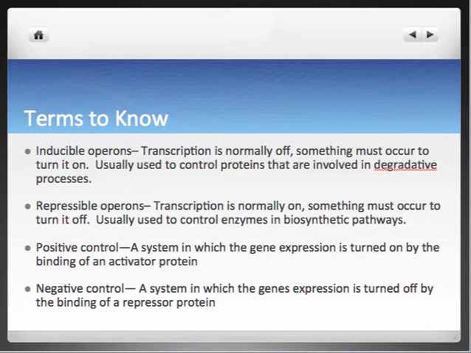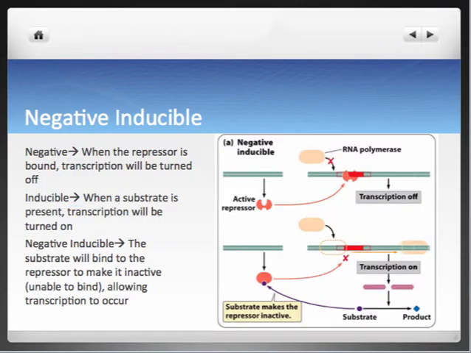We also have positive control, and this is a system in which gene expression is turned on when an activator protein is bound. And then we have negative control, and this is a system in which enzyme expression is off when a repressor binds. So now that we know all that, we can go look at a negative inducible operon.